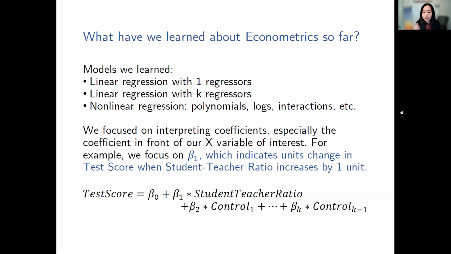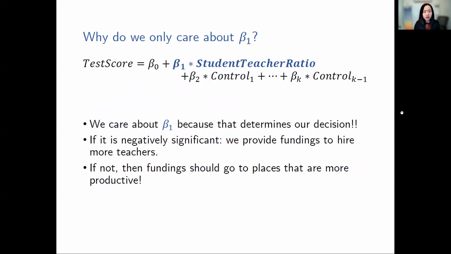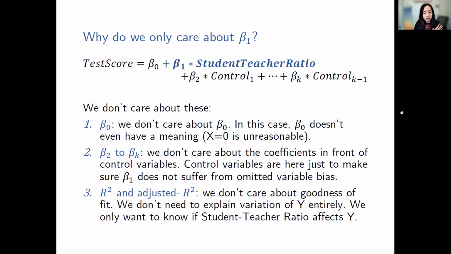Okay. So if beta 1 is negatively significant, which means that if you hire more teachers, then the test scores will increase, right? Because if you hire more teachers, then student-teacher ratio will drop, and then test scores increase. Okay. So we care about beta 1 because it determines our decision. Beta 2 to beta k would not affect our decisions because we don't change the controls. Our decision is to change funding to hire more teachers or not. Our decision is not about these control variables, it's about teachers. And so that is why we care about beta 1. Okay. And this is a causal question.